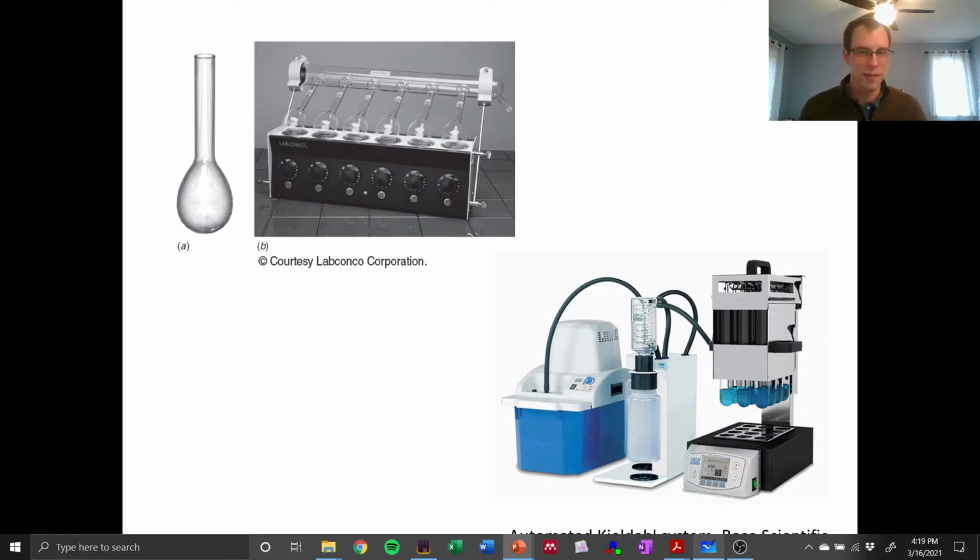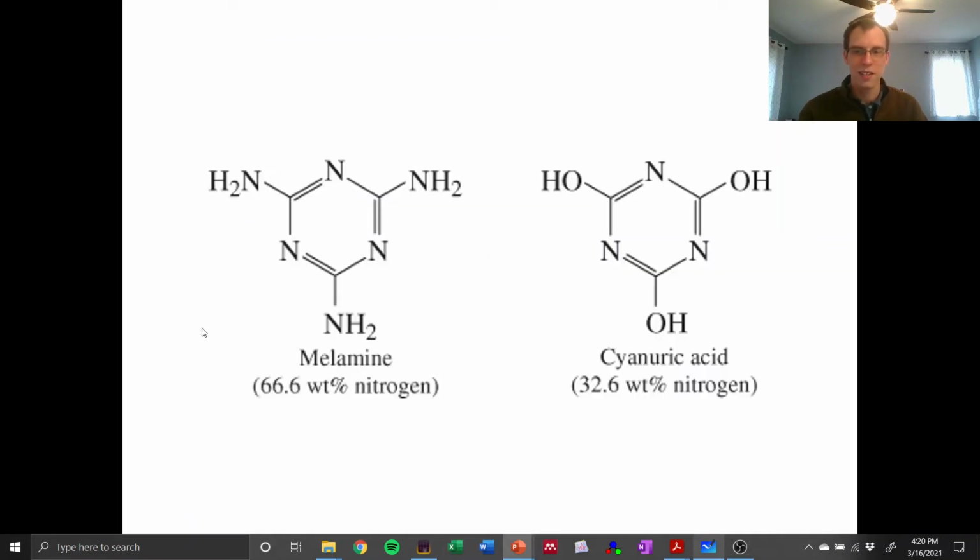Back in 2007, there were dogs and cats in the United States that suddenly began to die from kidney failure unexpectedly, and the people couldn't figure out what was causing this at first, and they finally figured out that this was caused by melamine, and one of its metabolic byproducts, cyanuric acid. So these are the chemical structures of these molecules.